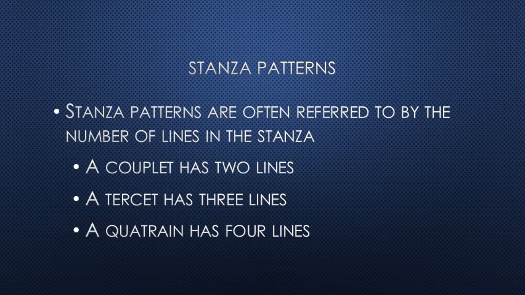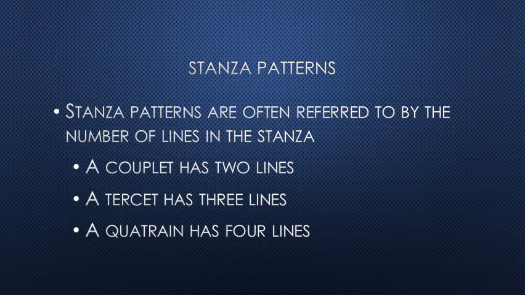Stanza patterns are often referred to by the number of lines in the stanza. So a couplet, as it sounds like a couple, has 2 lines. A tercet has 3 lines. A quatrain has 4 lines. An octave has 8 lines.